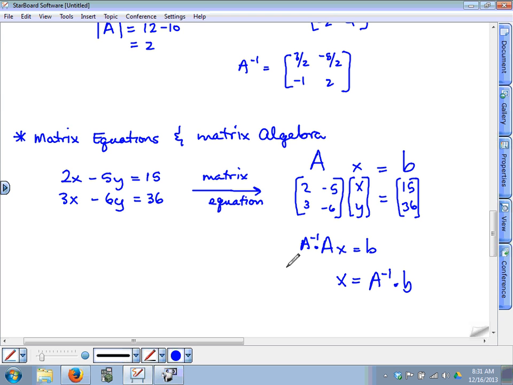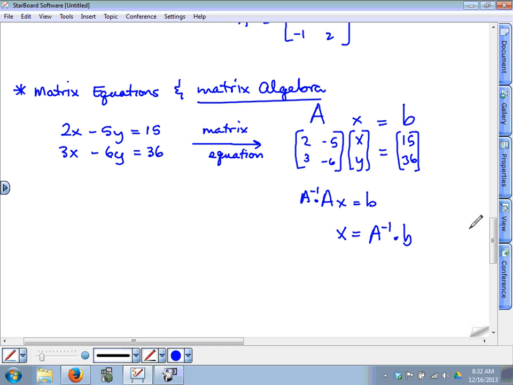So how do we solve for our two variables using what's called matrix algebra? First, we have to find the inverse of matrix A, multiply it on both sides, and solve for our variables. This is called matrix algebra. You first set up a matrix equation, find the inverse. So let's try it here. First, find the inverse of A.